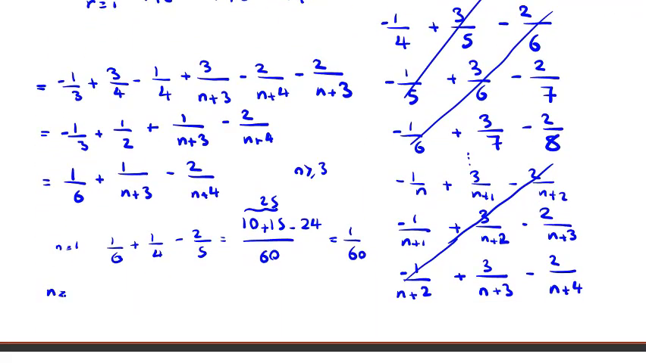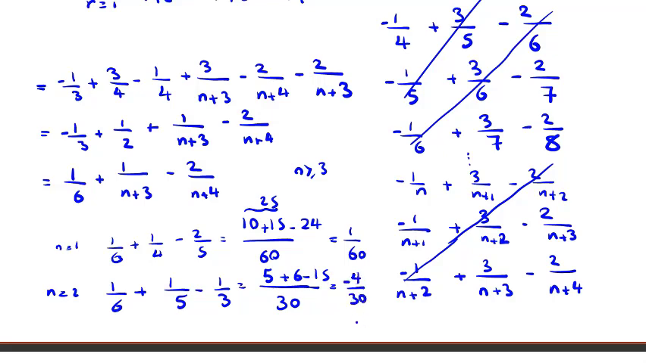For n equals 2 also, if we check, it will be 1 over 6 plus 1 over 5 minus 2 over 4, which is minus 1 over, let's check, 2 over 6, which is 1 over 3. So we use common denominator 5, 3, 30. It will be 5 plus 6 minus 15. It will be negative 4 over 30, which will be negative 2 over 15.